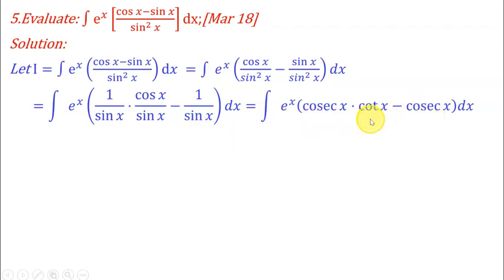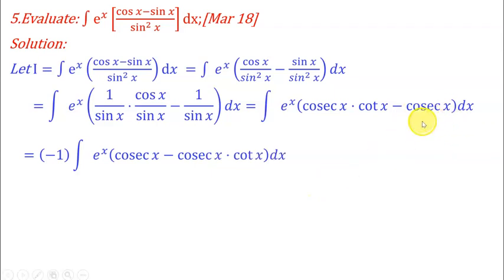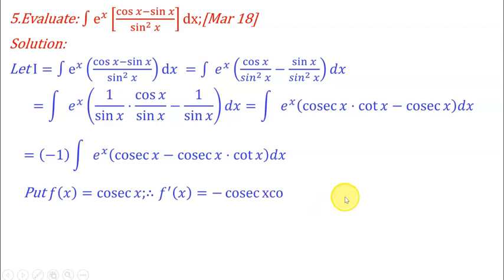Now this is the f of x. Its derivative is a minus. Take minus sign as common. Minus 1 integral e raised to x in bracket cosec x is the f of x. Its derivative is minus cosec x into cot x. Its integral is again that standard form.